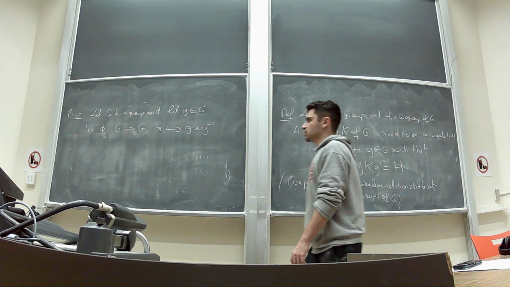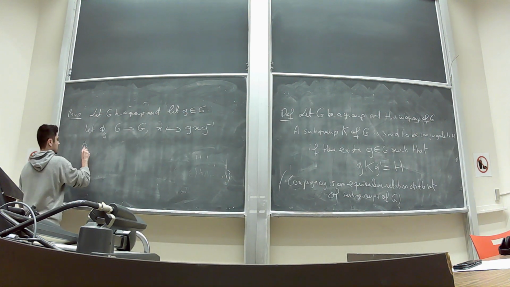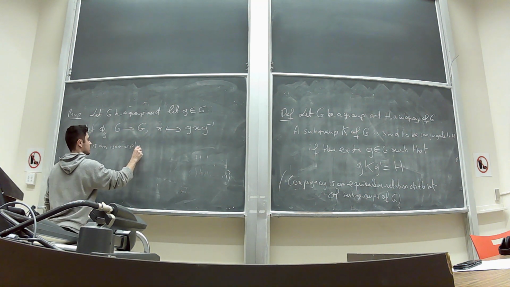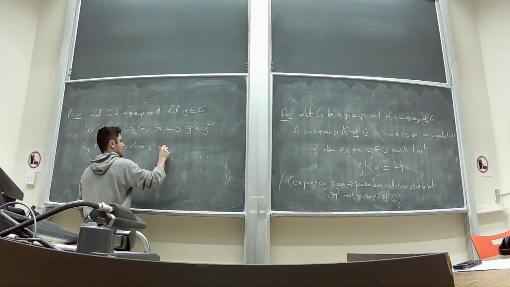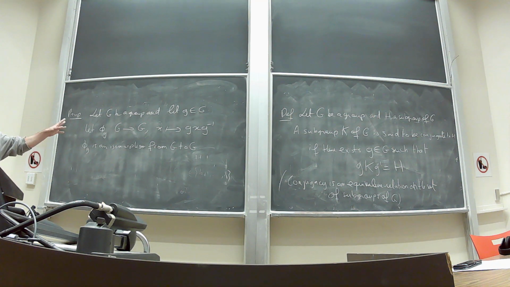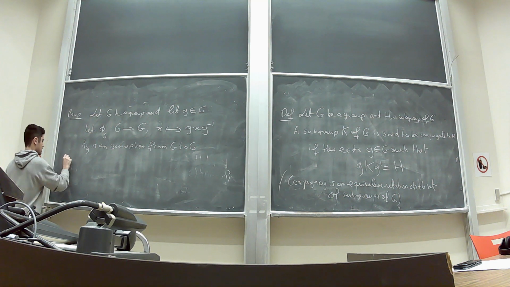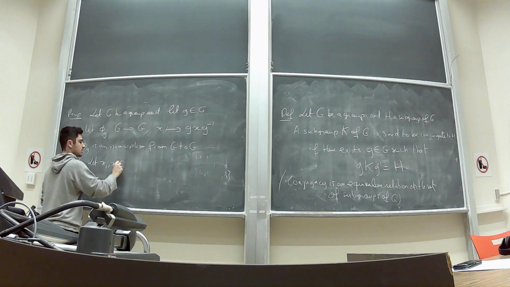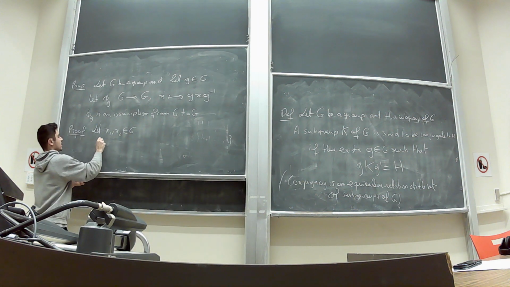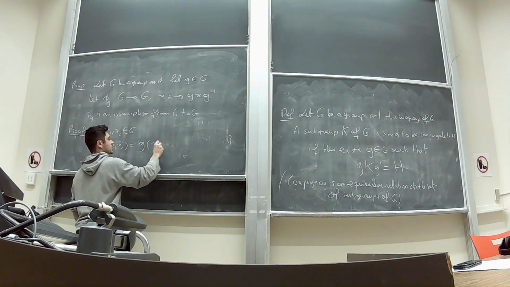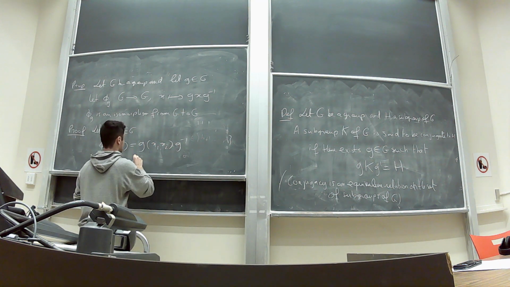Phi_g is an isomorphism from G to G. Do I need to do that or can you check this? Can you guys check this or should I do it? Should I do it? Yeah. I mean, okay, let's do it. Proof. Let x1, x2 be in G. What is phi_g of x1 x2? This is just g x1 x2 g inverse.